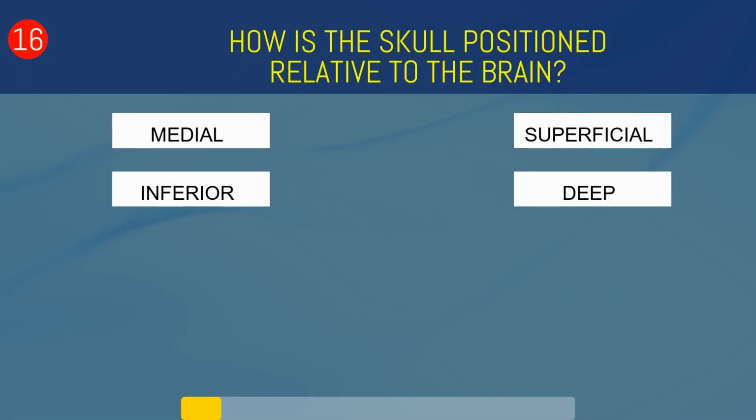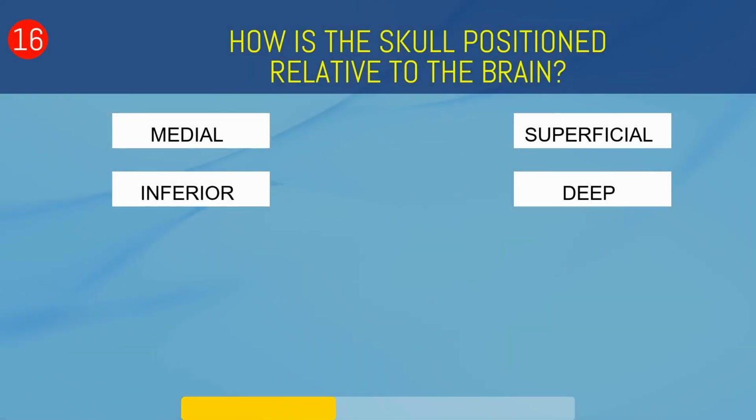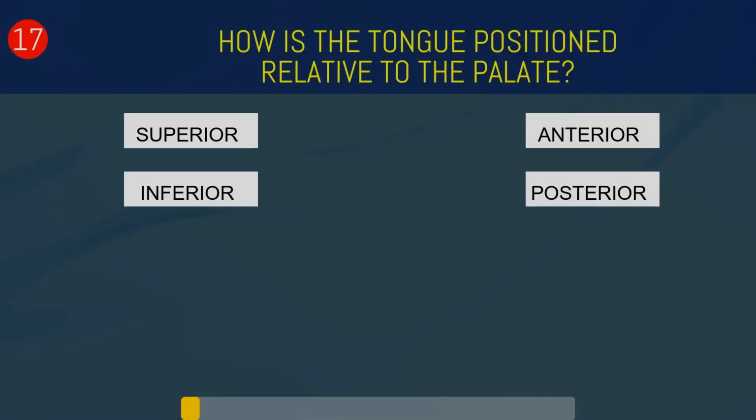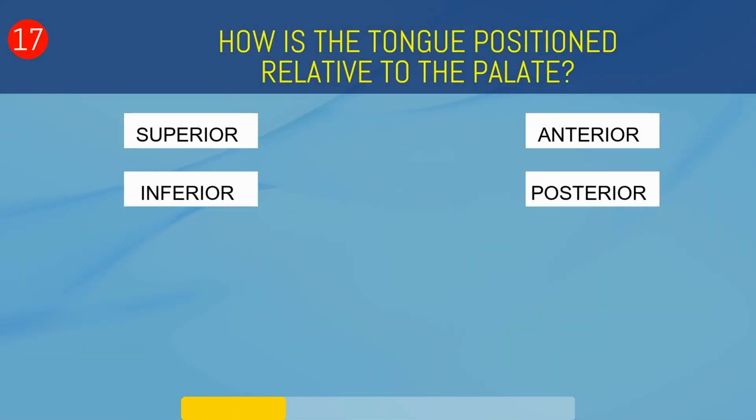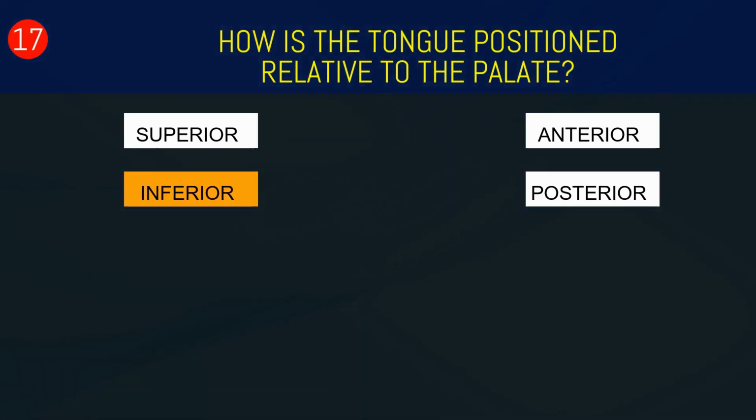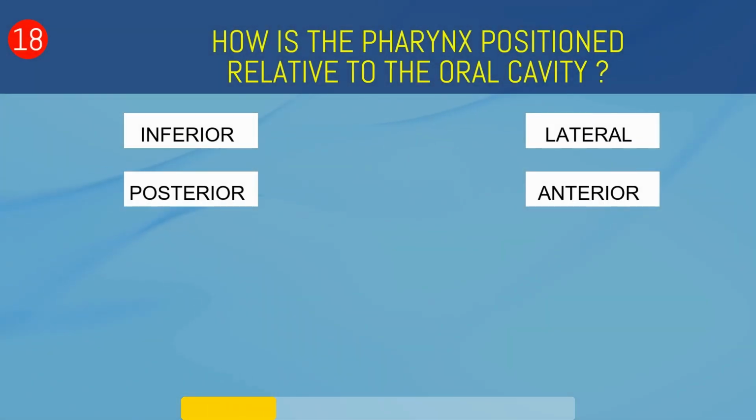Posterior. How is the skull positioned relative to the brain? Medial, inferior, superficial, or deep? Superficial. How is the tongue positioned relative to the palate? Superior, inferior, anterior, or posterior? Inferior. How is the pharynx positioned relative to the oral cavity? Inferior, posterior, lateral, or anterior?